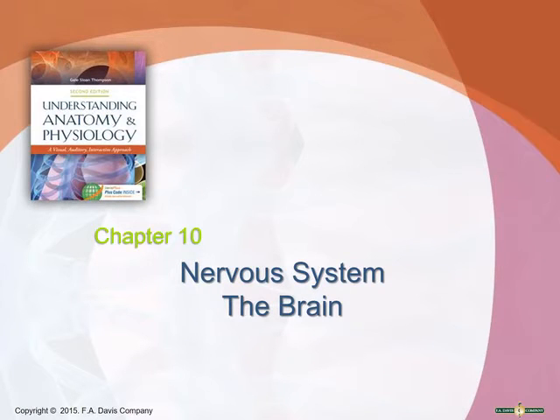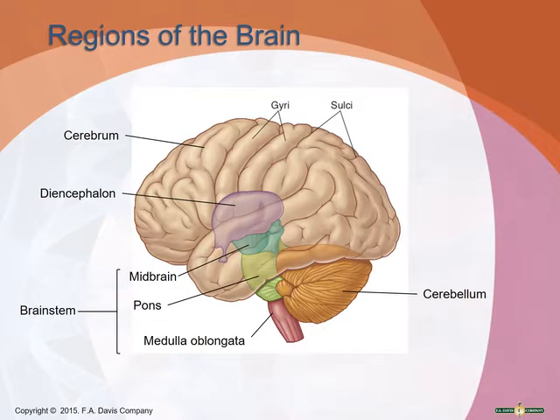Okay, guys, so here we are, the nervous system, so specifically the brain. You hopefully have just listened to the podcast about the nervous system, and now we're going to talk specifically about the brain. The brain is divided into four major regions: the cerebrum, the diencephalon, the cerebellum, and the brainstem.